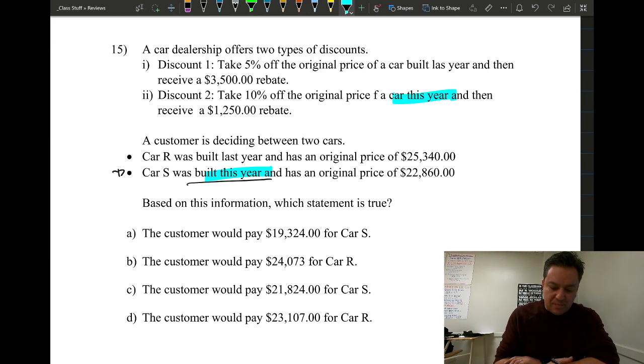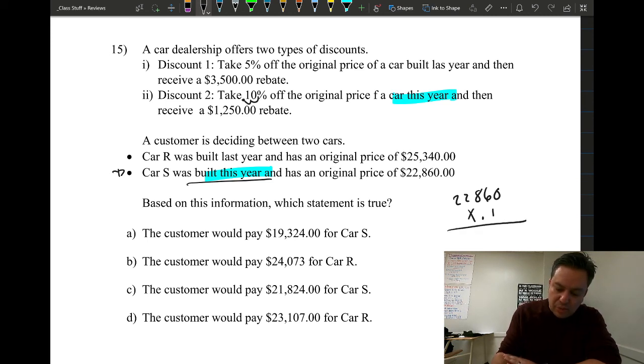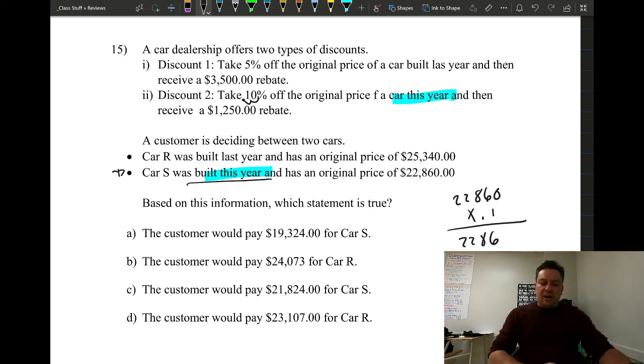So let's see. If we take 10% off the sales price, we just have to multiply 22,860 times, convert to decimal, 0.1, it'll be 2,286. Okay, you're gonna take that off plus $1,250. When you add that, you get $3,536 off the original price.